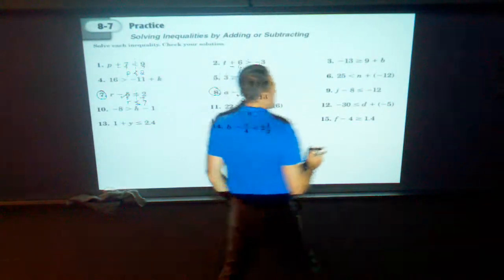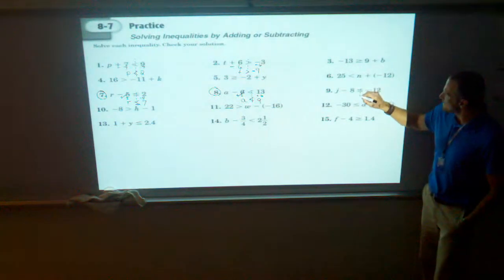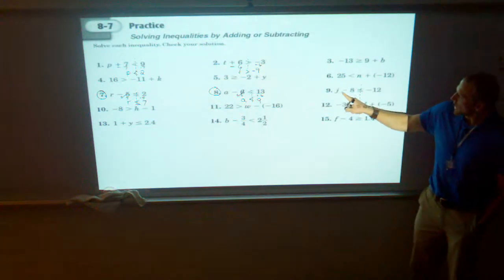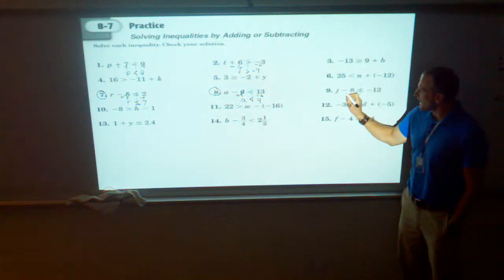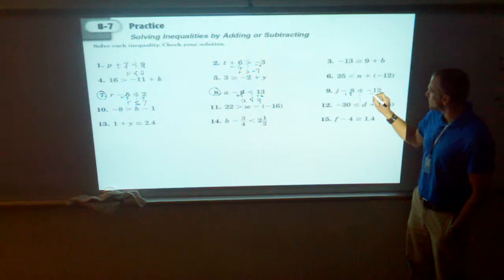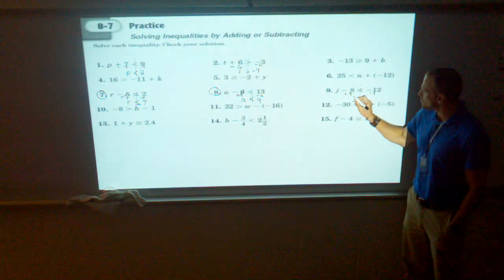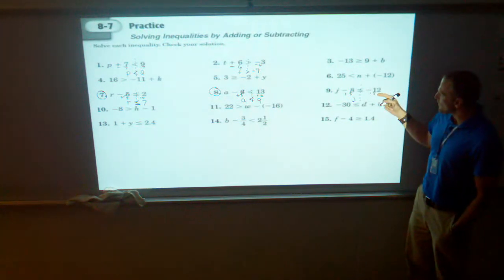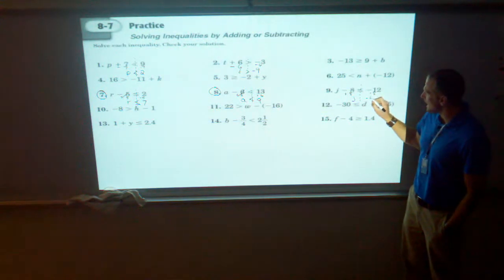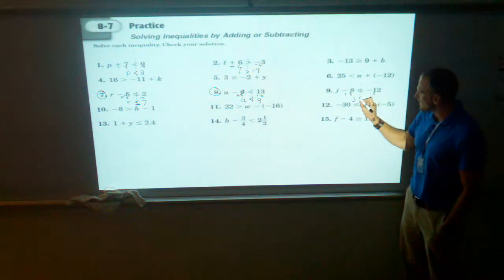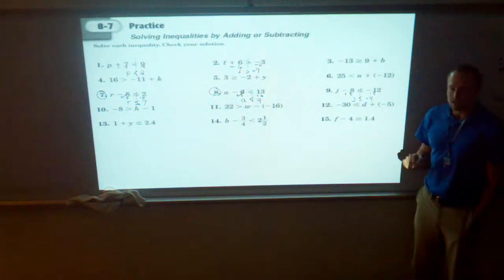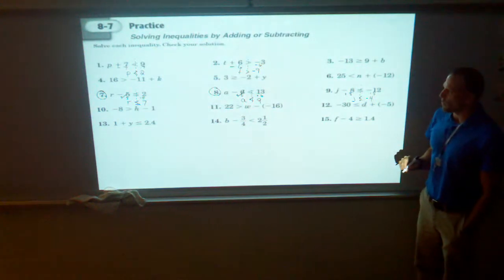If I were to do number 9, same thing's going to happen. J minus 8. The opposite of minus 8 is plus 8 to both sides. So I have J. Negative 12 plus 8 is going to be negative 4. And keep your sign the same. J is less than or equal to negative 4.